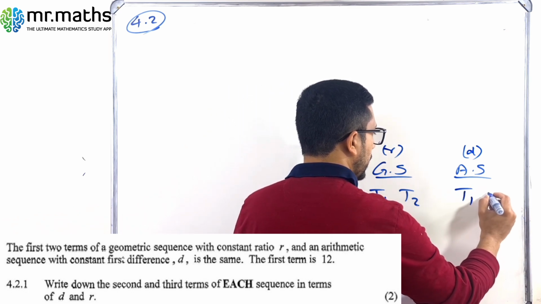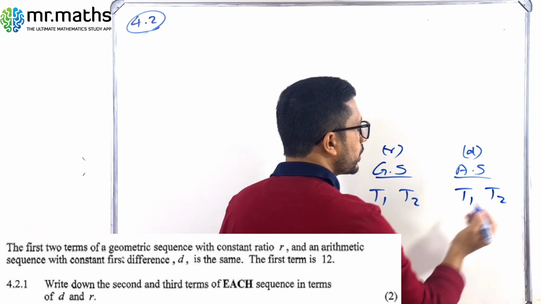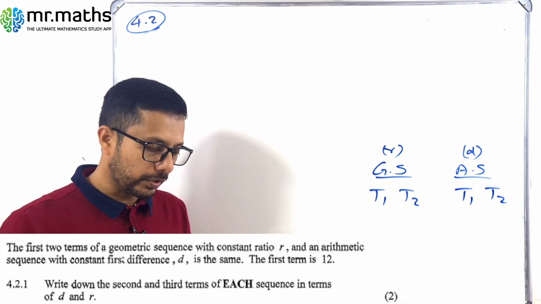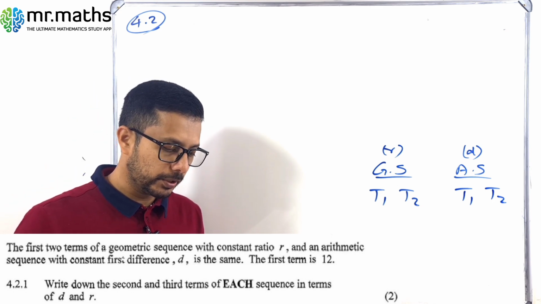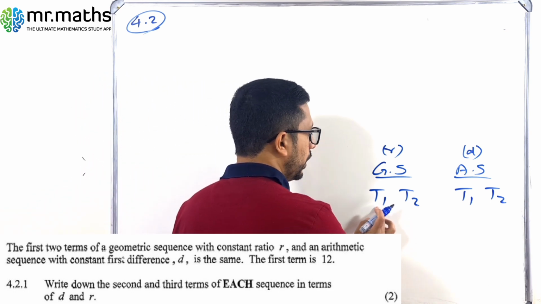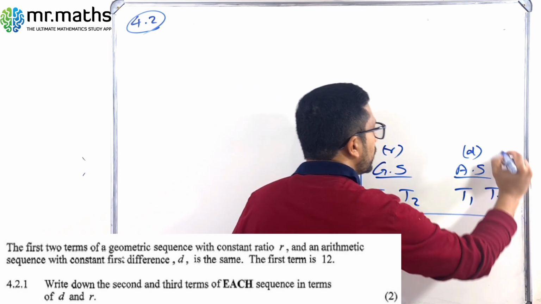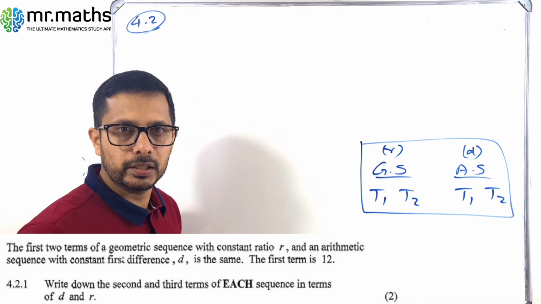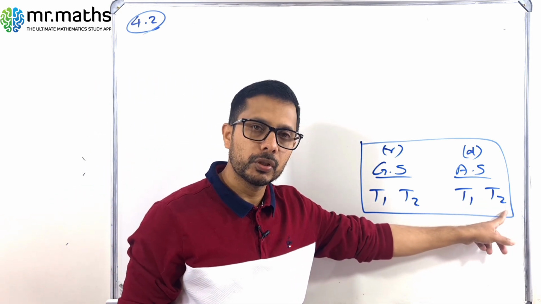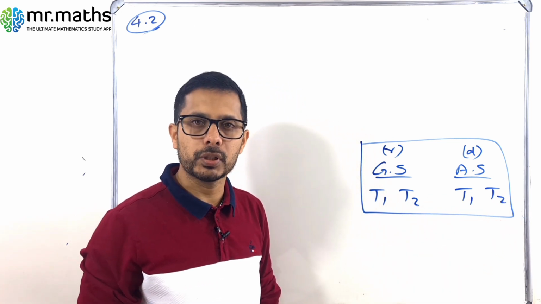In this geometric sequence and arithmetic sequence, they are saying that the first two terms are the same. Here the geometric sequence t1 and t2, and the arithmetic sequence t1 and t2. That means this first term and second term is the same as this one and this one. So before I move to the next sentence, if these two terms and these two terms are the same, it means that the sum of these two terms and the sum of these two terms are also the same.